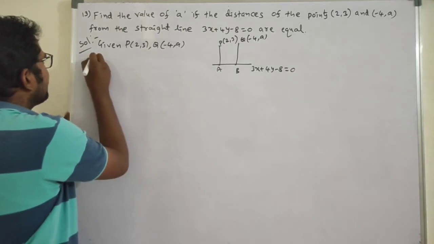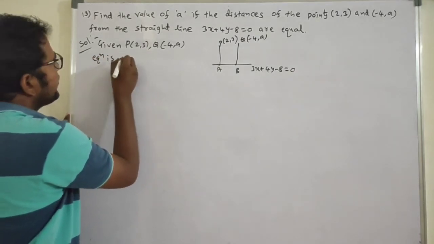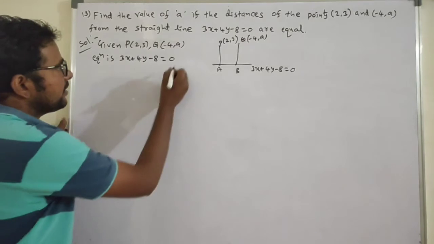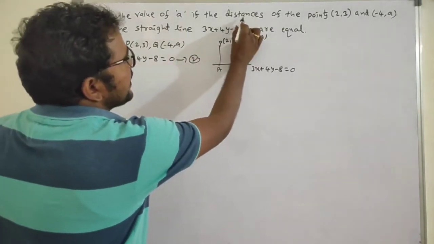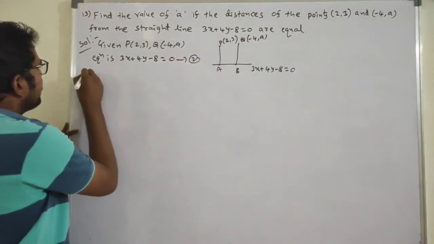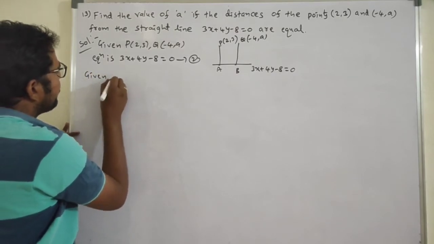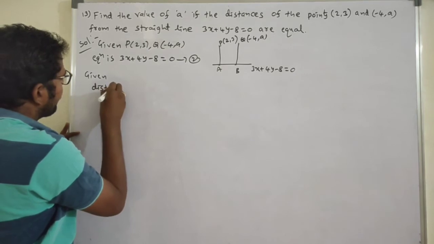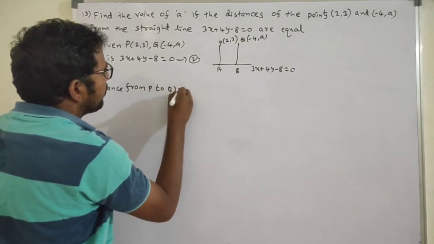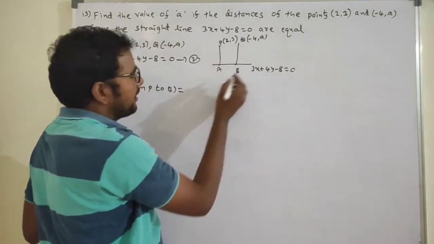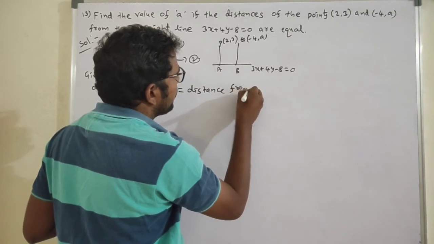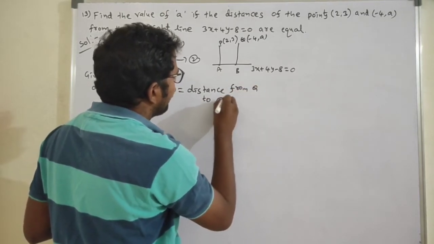So what is the given equation? The equation is 3x plus 4y minus 8 is equal to 0. The question says the distances of the points (2, 3) and (-4, a) are equal. Given: distance from P to equation 2 is equal to distance from Q to equation 2, this line.